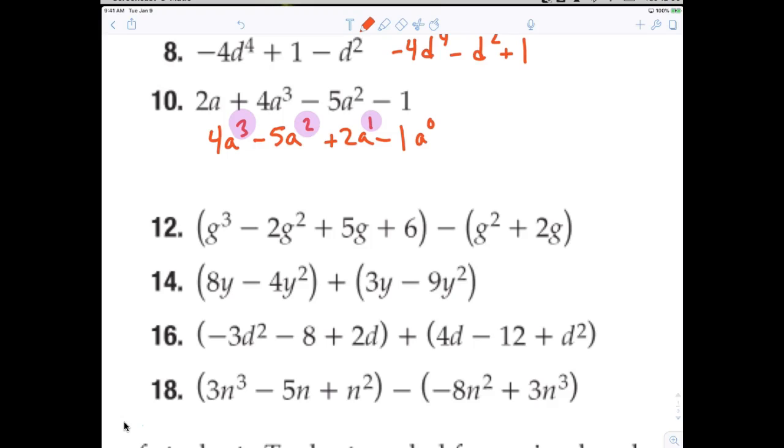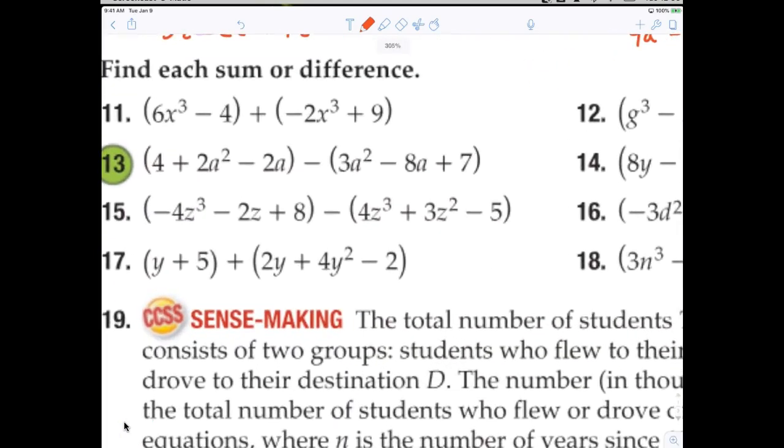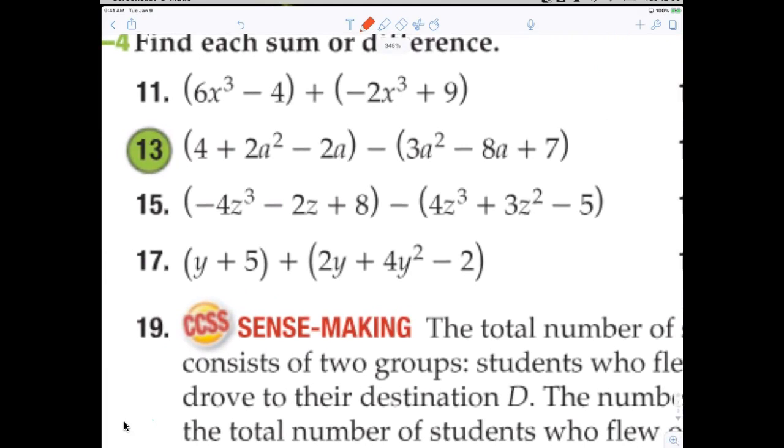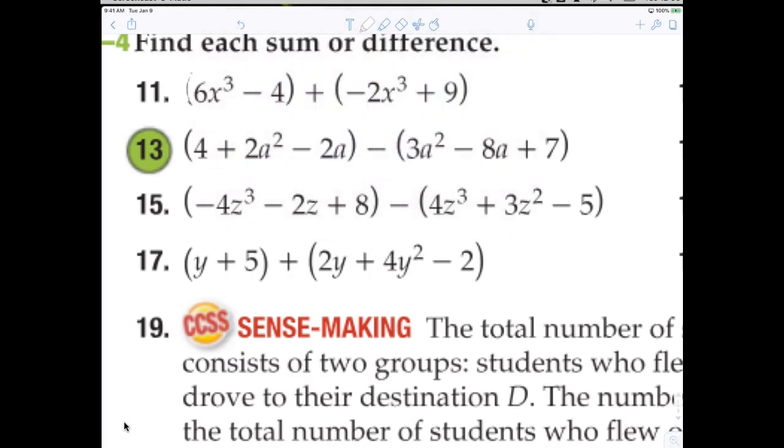All right, there you have 1 through 10. I told you, very easy. All right. Now here we go on number 11. Now we've done this in the past. So here we go. First thing I want you to notice is what I'm doing.